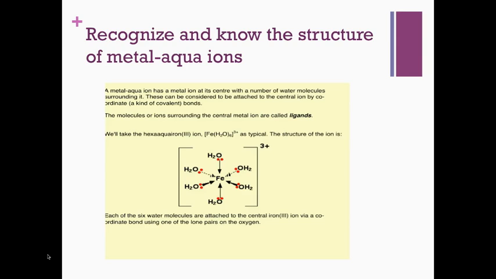The next assessment criteria is to recognize and know the structure of metal aqua ions. A metal aqua ion has a metal ion at its center. If you look at the picture, you see in this case it's iron with a number of water molecules surrounding it. They can be considered to be attached to the central ion by a kind of covalent bond called a coordinate bond. The ions or molecules that surround the central metal ion, in this case H2O, is called a ligand.